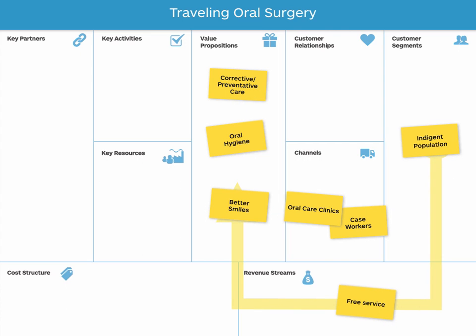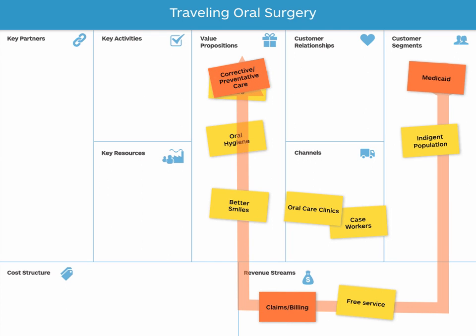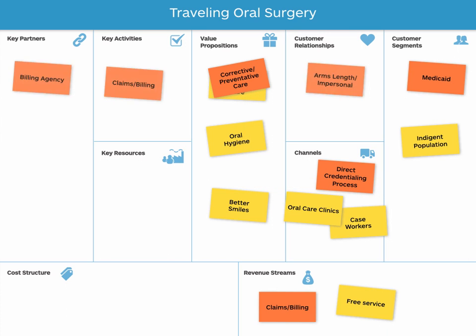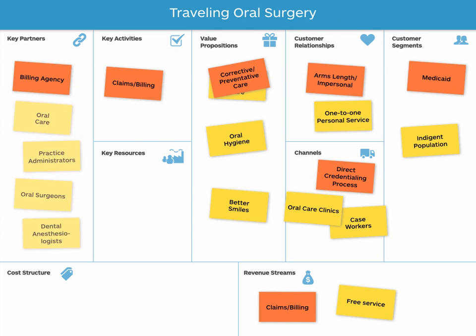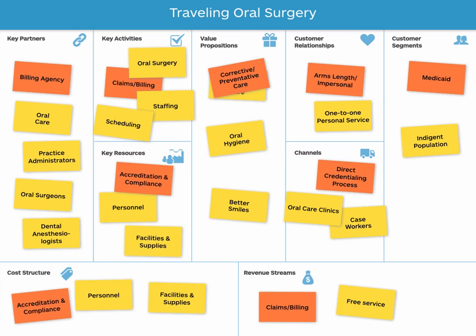And then maybe the next thing that you're going to want to talk about is how this is going to be a free service to this indigent population. And then the next thing that Ivan's going to want to do is talk about how this business actually makes money, and that happens through claims and billing to Medicaid. And then, of course, he's going to start layering in all of the next pieces of his business model canvas one at a time. As he goes through the story, he's going to use arrows to effectively show the direction of how things are flowing within this business model.